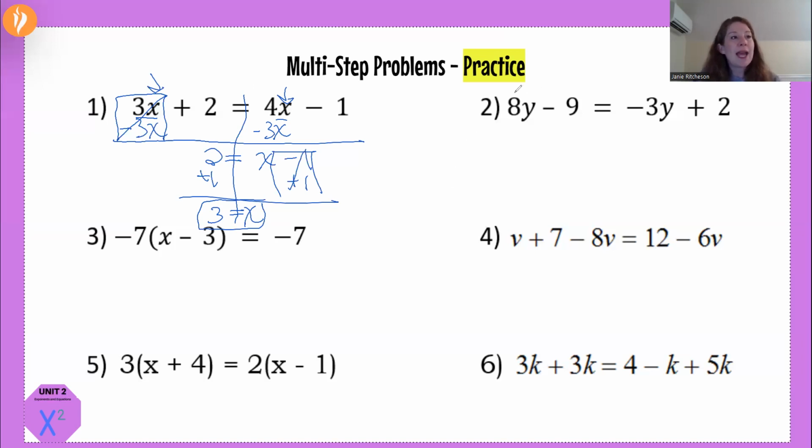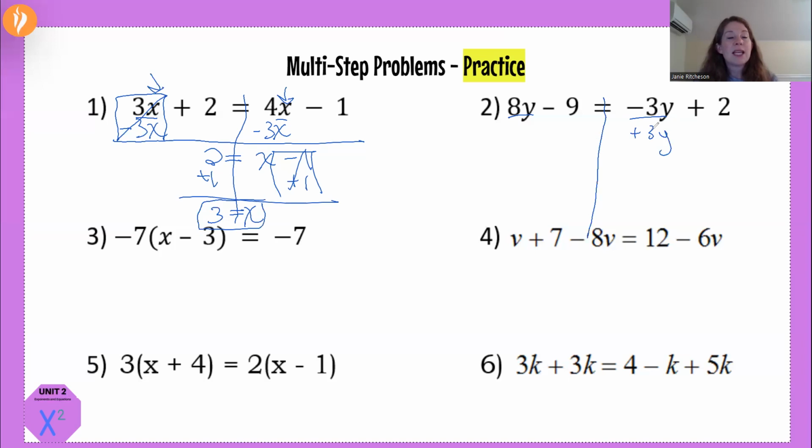Number 2, I have 8y on the left side and negative 3y on the right side. I want to get my y's together. I'm going to cancel out the smallest one. So the smallest y is negative 3y. So how would I cancel out a negative term? The only way to cancel out a negative term is to add 3y.